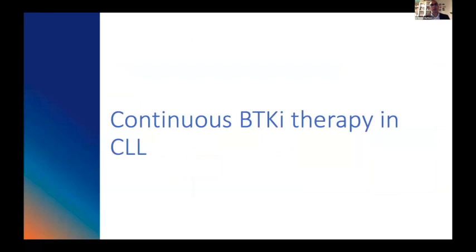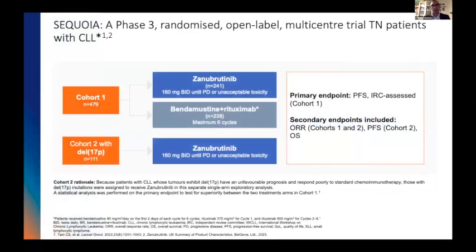So, 10 minutes to go through the BTK inhibitor therapy. As you know, we now have 3 agents, and the question is how to choose what to do. So you decide you want to go with continuous therapy, you decide you want to go with a BTK, and you've got a choice now. So what do you do? Zanubrutinib is the one I'm going to present first.